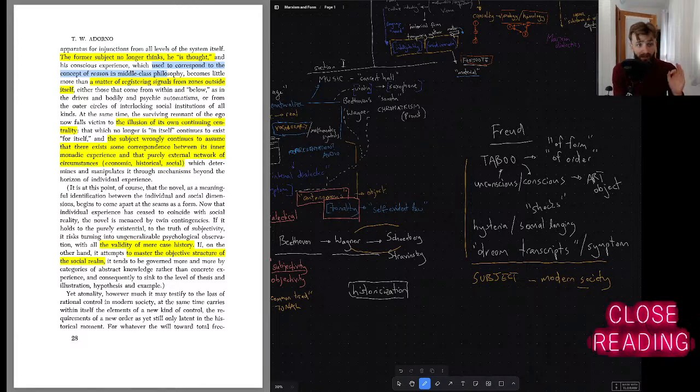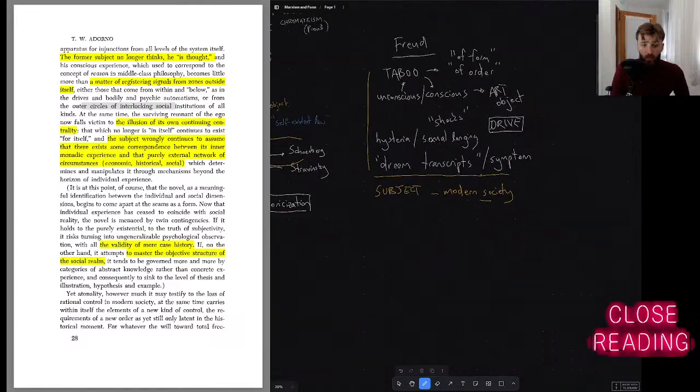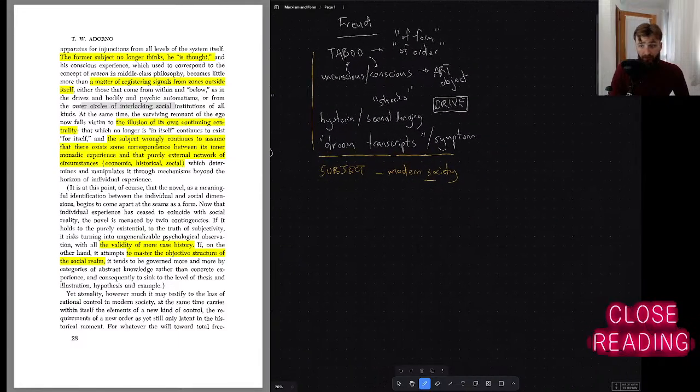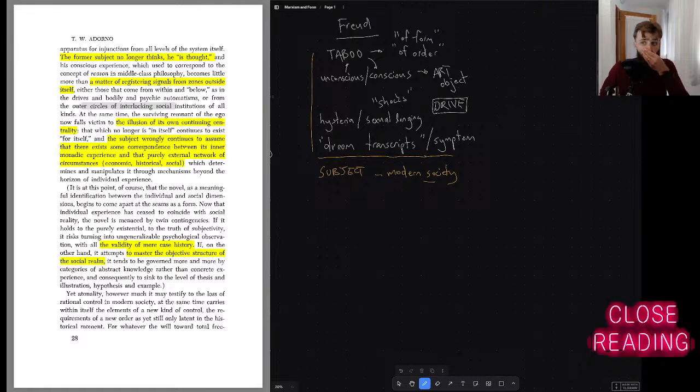Here we get some more psychoanalytic vocabulary that I forgot to highlight. The drives, as in the drives in bodily and psychic automatisms, or from the outer circles of interlocking social institutions of all kinds. So we have this idea of the drive as mediating some of these terms. So what is Jameson saying about the subject here? And why is psychoanalysis the way in which Jameson wants to talk about it?